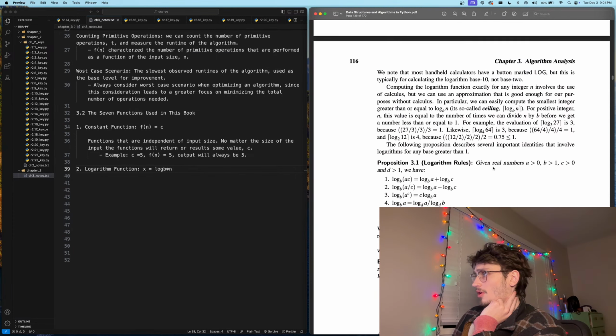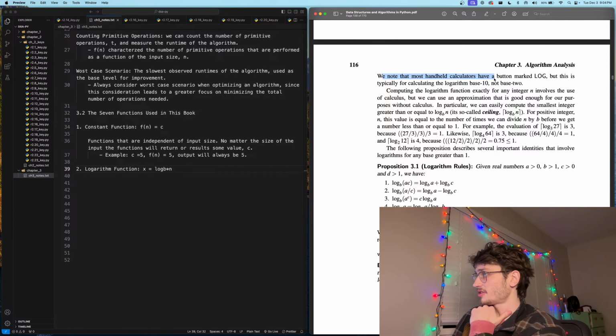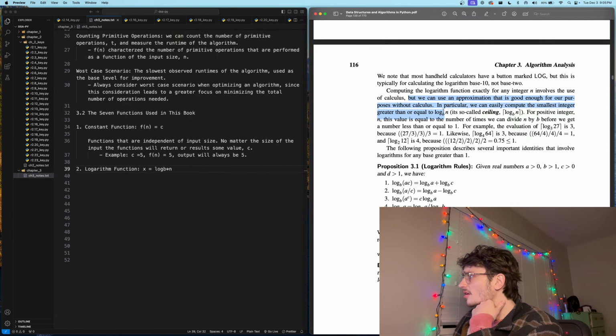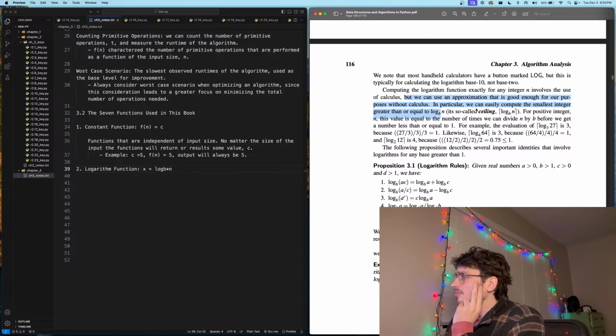We note that most handheld calculators have a button marked log, but this is typically for calculating the logarithm of base 10, not base 2. Computing logarithmic functions exactly for any integer n involves the use of calculus, but we can use an appropriate approximation that is good enough for our purposes without calculus. In particular, we can easily compute the smallest integer greater than or equal to log base b of n.